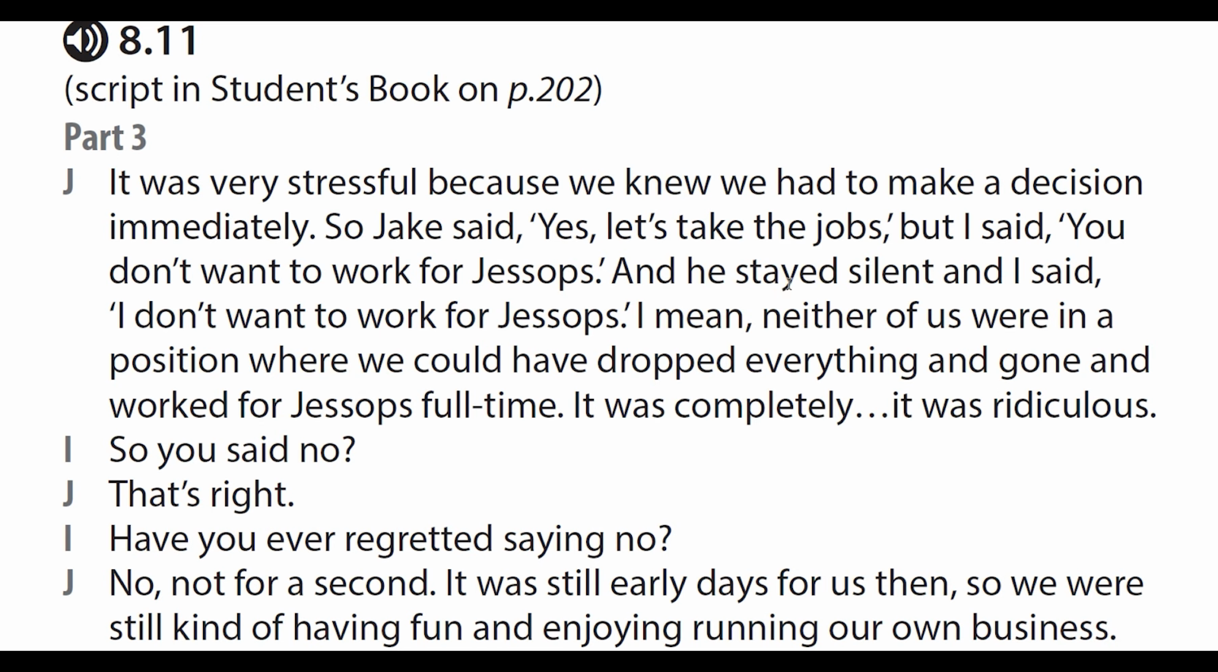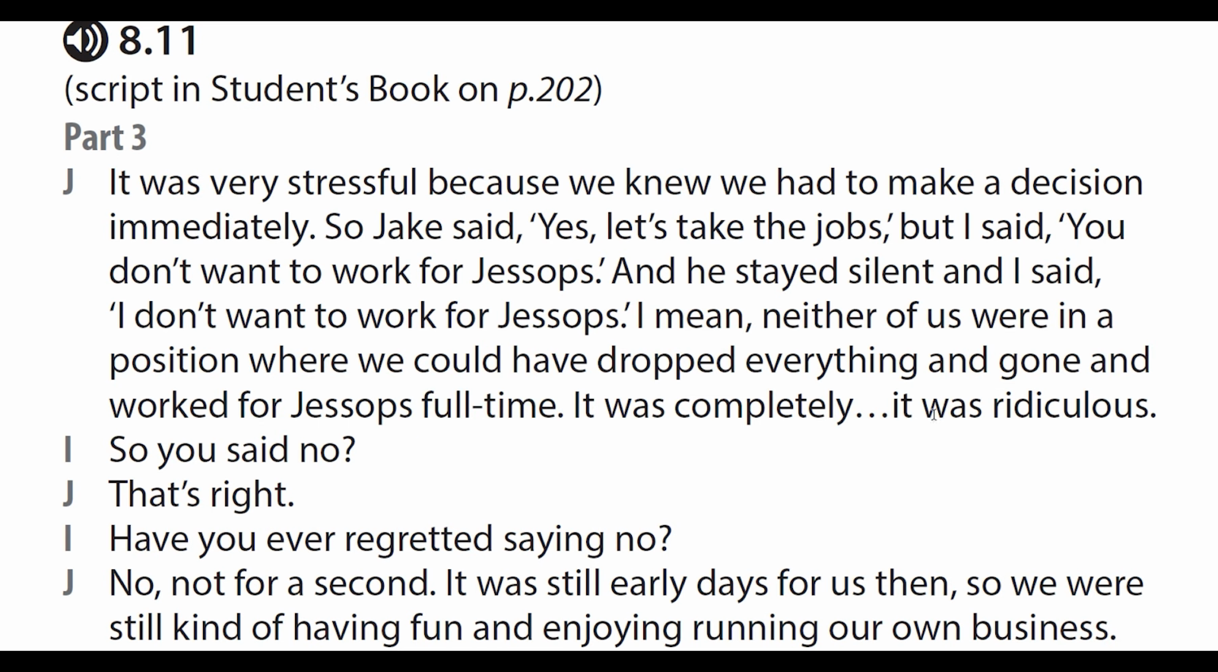И затем он stayed silent, то есть он затих, то есть в тишине стоял, не говорил ни слова. И я сказал, я не хочу работать на Jessops. Я имел в виду, что neither of us, ни я, ни он не были в позиции, где бы мы могли отказаться от всего и пойти работать на Jessops full-time, то есть в полной занятости.